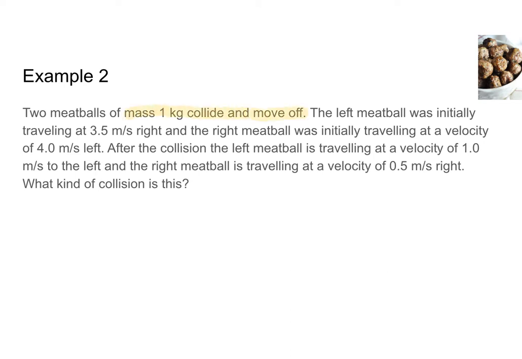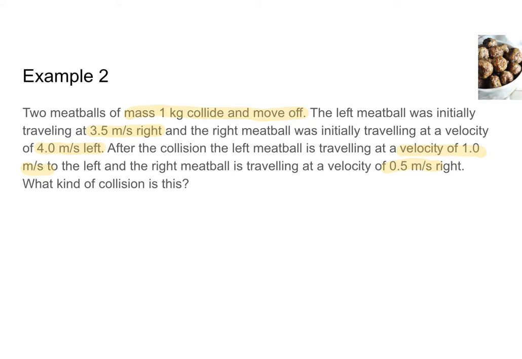The left meatball was initially traveling at 4.5 meters per second right, and the right meatball was initially traveling at 4 meters per second left. After the collision, the left meatball is traveling at a velocity of 1.0 meters per second to the left and the right at a velocity of 0.5 meters per second right. What kind of collision is this?